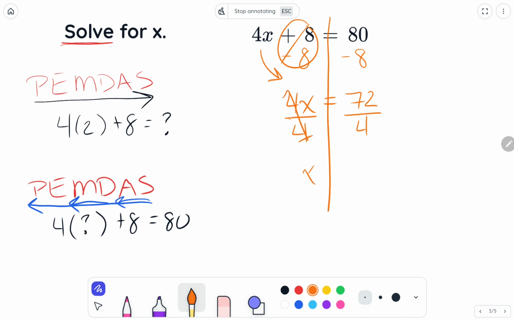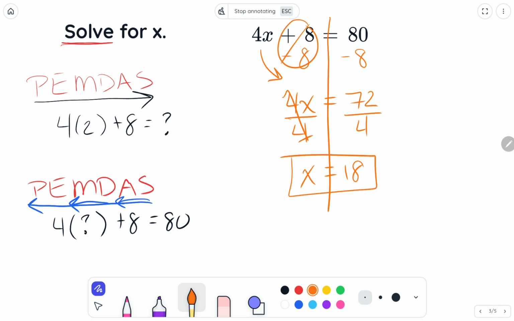1 times x is just x on our left-hand side. And 72 divided by 4, I forget. I think, is it 12? I don't think so. 72 divided by 4 is 18. So here we have x is equal to 18.